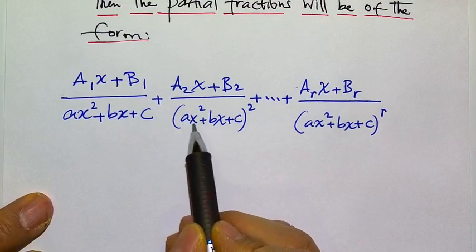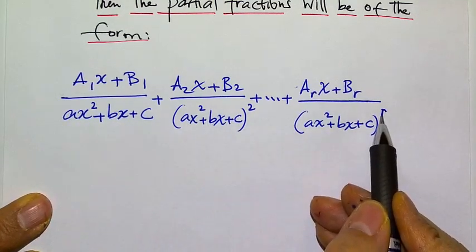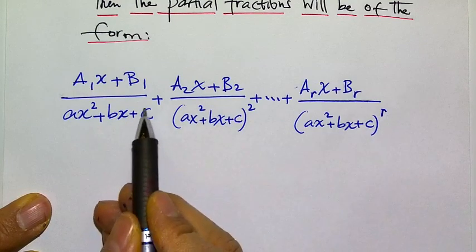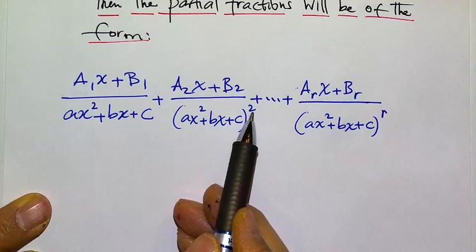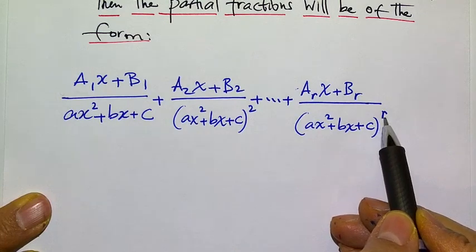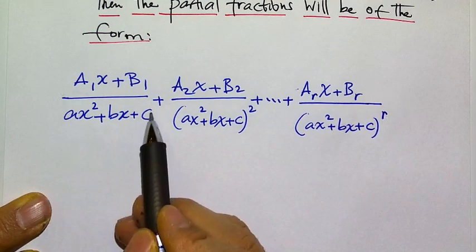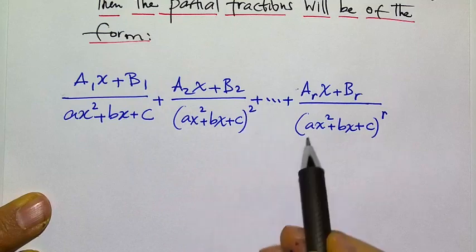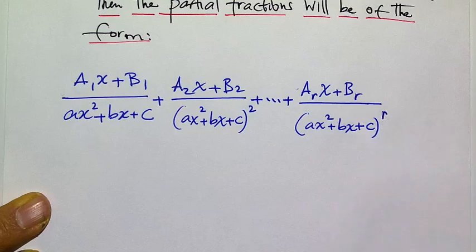You notice that with the repeated ones, r can be any positive integer. So the first one will be power 1. Then the next one will be a higher power. It's the same thing as that, but the power increases one at a time until we reach the highest power that we have. So if this quadratic factor has a power 5, you have to start with 1, then you go to 2, then plus another one, power 3, another one, power 4, and the last one will be 5.